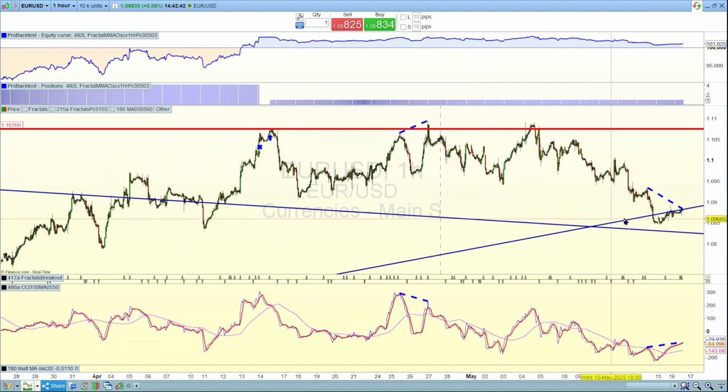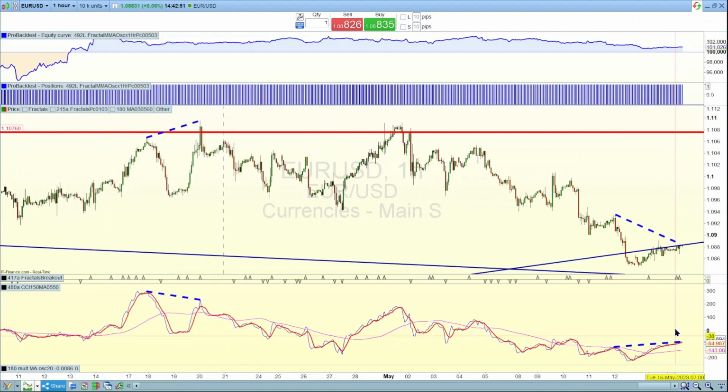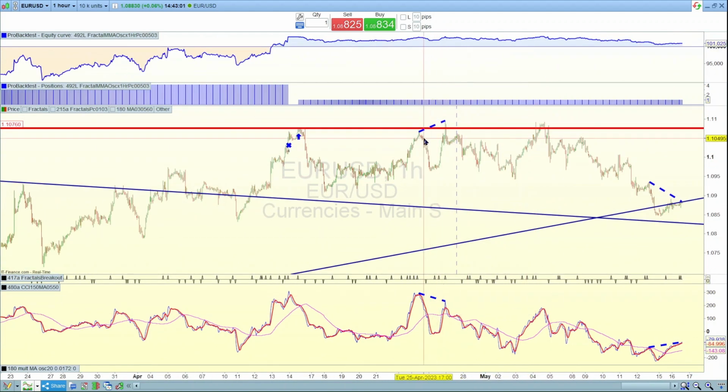Now on the hourly, there are a couple of things happening here. Again, it's tracking along this ascending diagonal, but more closely you'll notice there's a bullish divergence on the CCI versus a bearish divergence on the price chart, and I'll explain how to trade that possibly, if you're inclined to.